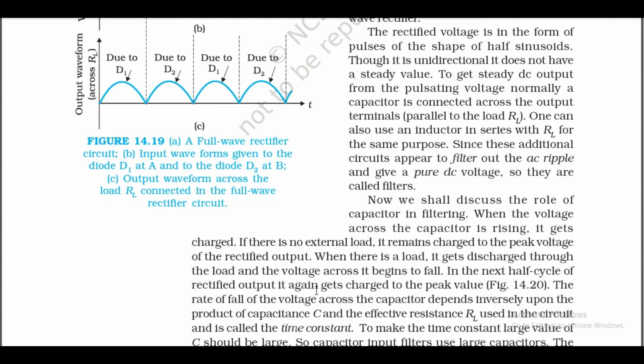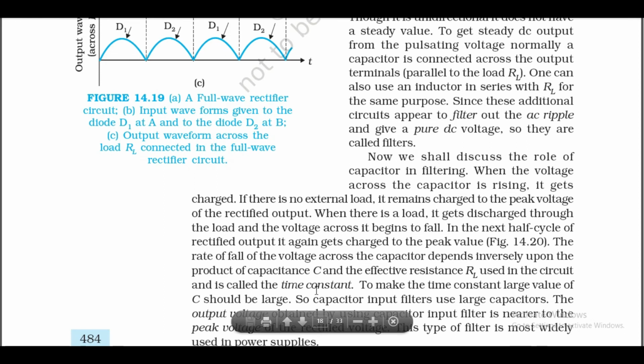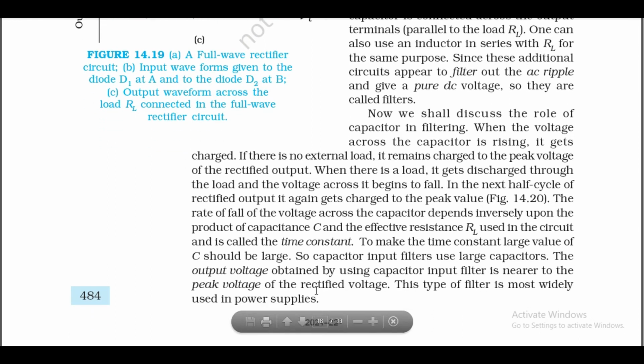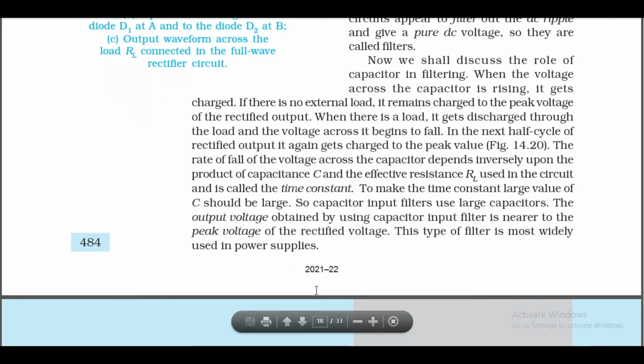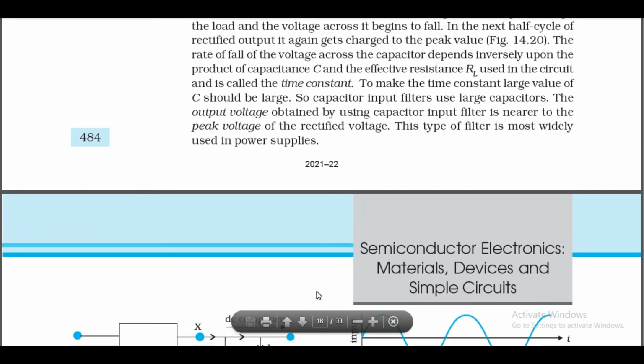Figure 14.20. The rate of fall of the voltage across the capacitor depends inversely upon the product of capacitance C and the effective resistance RL used in the circuit, and is called the time constant. To make the time constant large, the value of C should be large. So capacitor input filters use large capacitors. The output voltage obtained by using a capacitor input filter is nearer to the peak voltage of the rectified voltage. This type of filter is most widely used in power supplies.